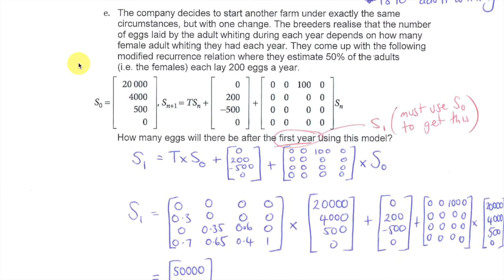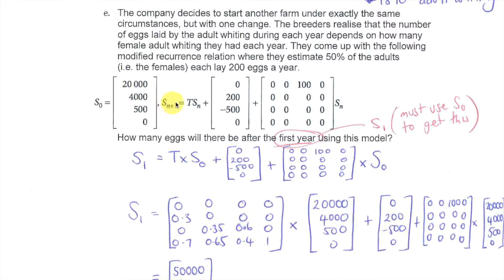So we're looking at part E of the question. The company decides to start another farm under exactly the same circumstances, but with one change. The breeders realise that the number of eggs laid by the adult whiting during each year depends on how many female adult whiting they had each year. They come up with the following modified recurrence relation, where they estimate 50% of the adults, i.e. females, each lay 200 eggs a year.